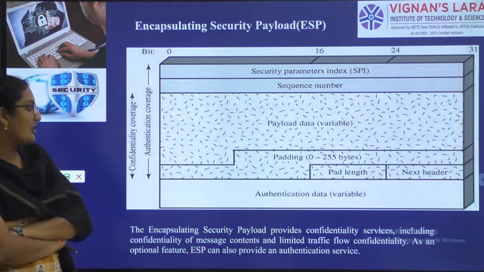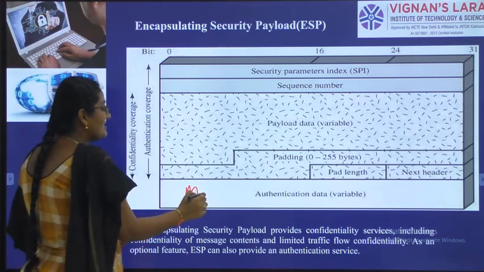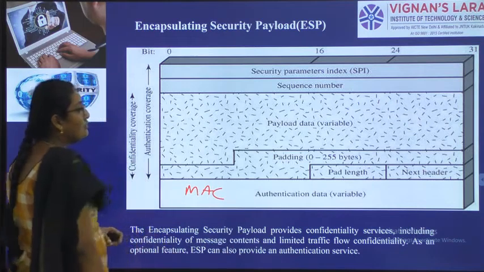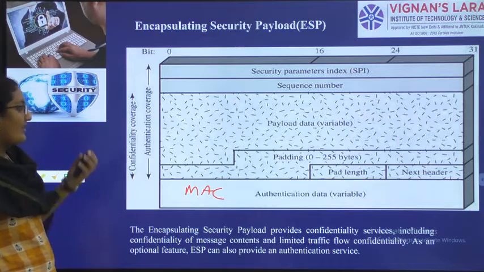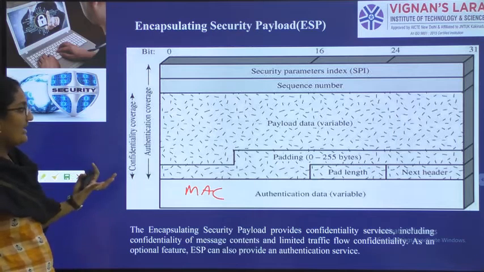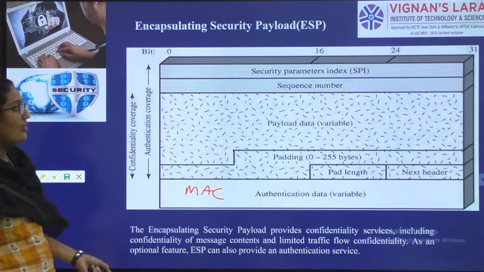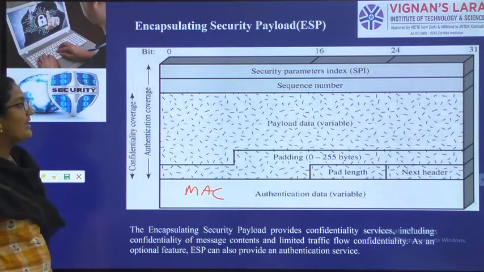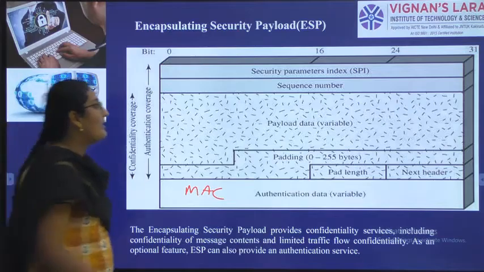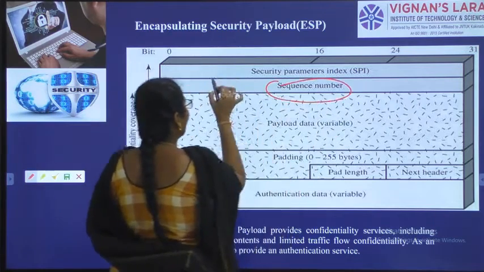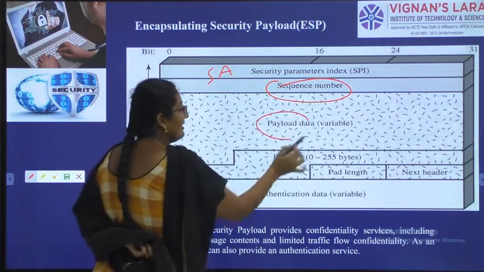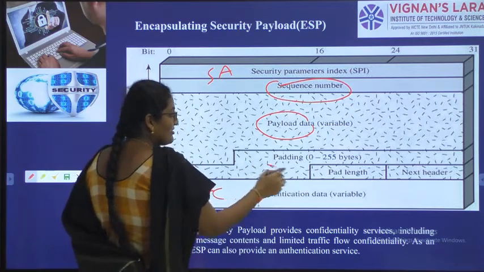Pad length 8 bits, next header 8 bits, and to exchange a MAC, authentication data, which is variable. So this is the structure of the encapsulating security payload. The MAC is exchanged in authentication data, whose size is variable. So we are talking about payload data also. We are concentrating not only on header data, we are concentrating on payload data also.